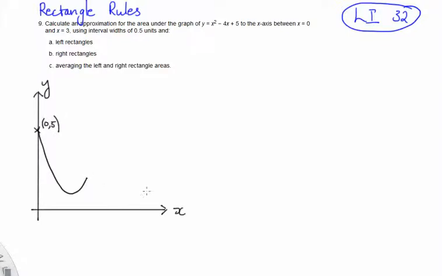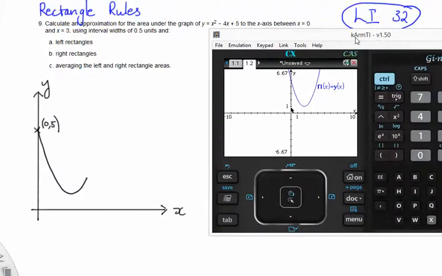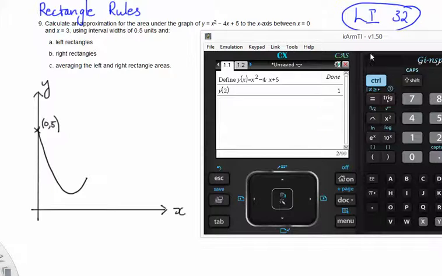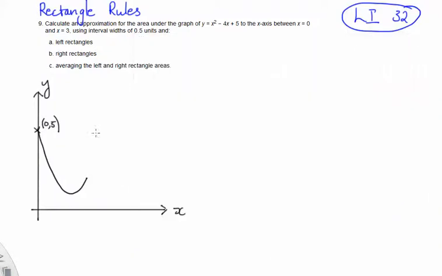This end point, we can use our CAS to find very easily, because we can hop over to our calculator page. The end point occurs at y of 3, so I just type y of 3, and look at that, 2. So the end point's 3, 2. That's quite nice. Now we've got to draw in our rectangles.